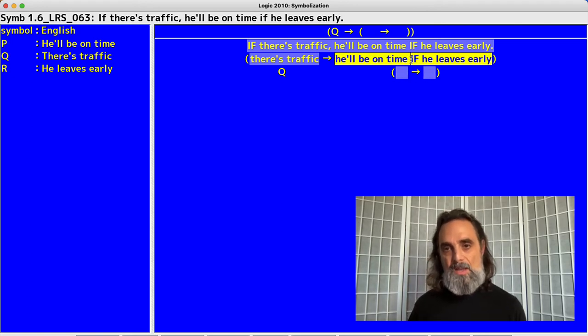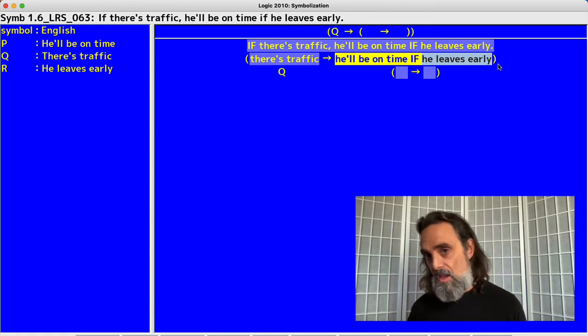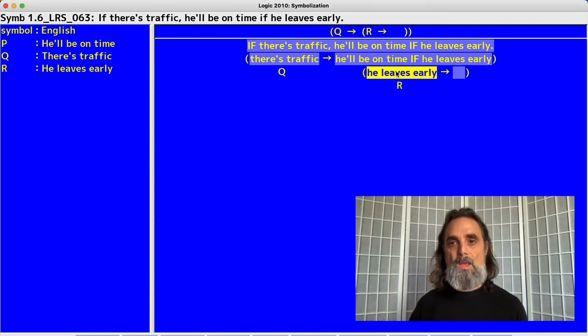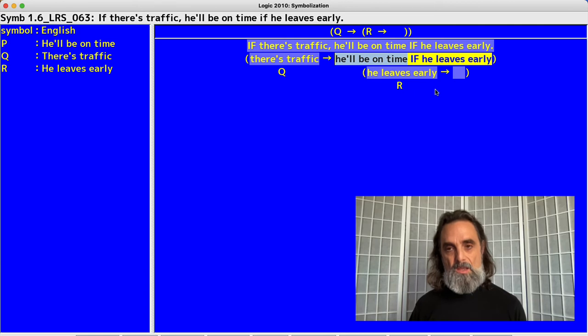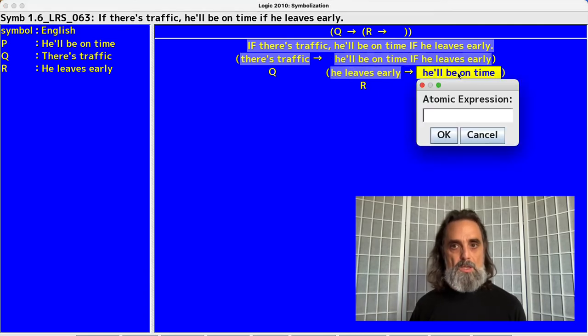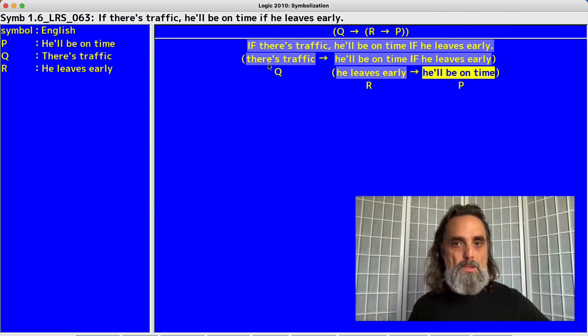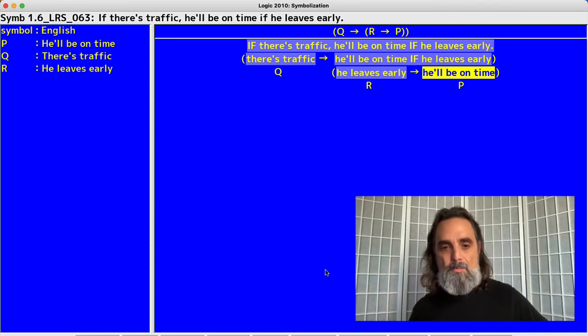Our logical vocabulary is if. What comes after the if is the antecedent. Left to right order doesn't matter. It's what comes to the right of the if, and what comes to the right of the if is he leaves early. So he leaves early, that's the antecedent, which is R, and he'll be on time. What remains is the consequent. No, it's P. There's traffic Q, he leaves early R, he'll be on time P.